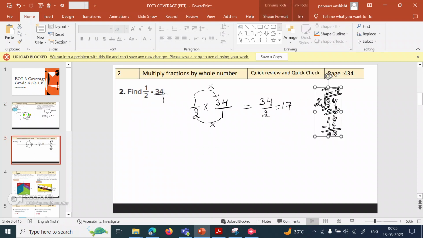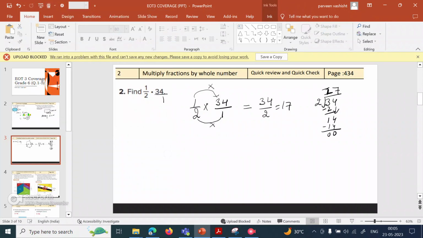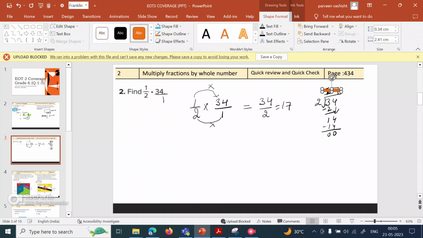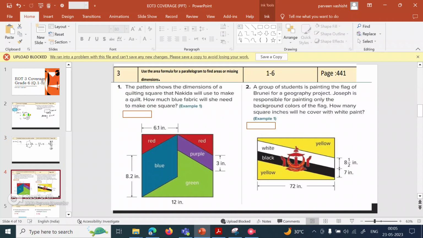So I will remove this. Particularly one number I cannot remove. Let me find. Okay. So please take care of this thing. I will remove it, don't worry. So this will be your question number 2 based on your quick review and quick check on page 434.